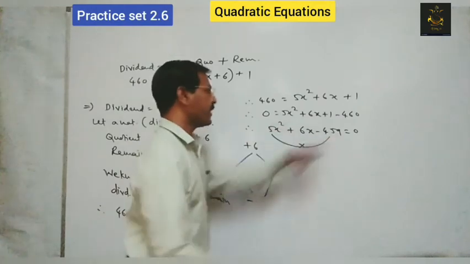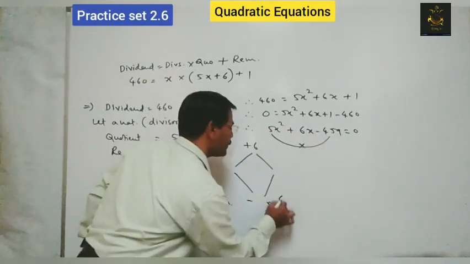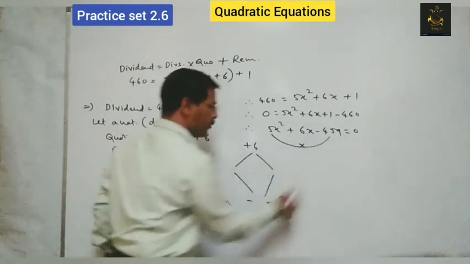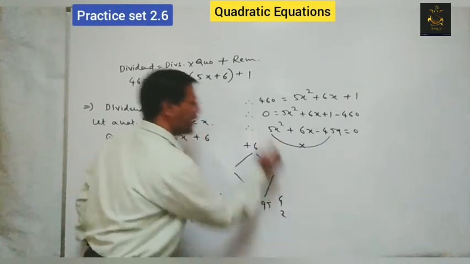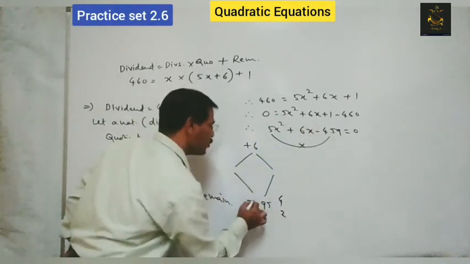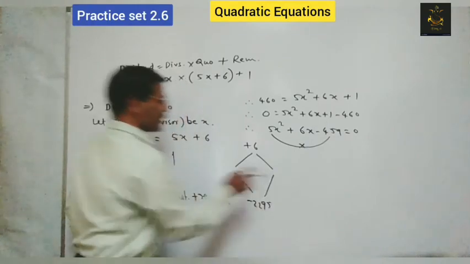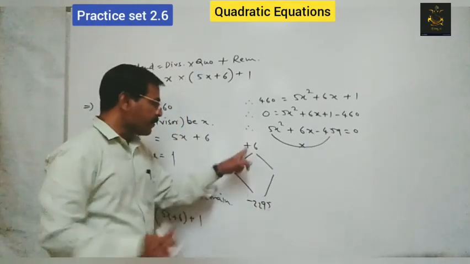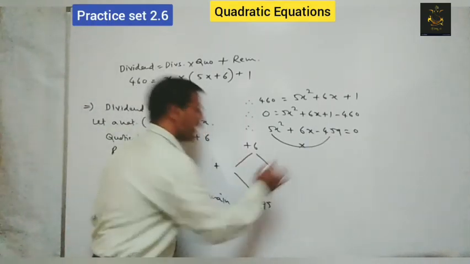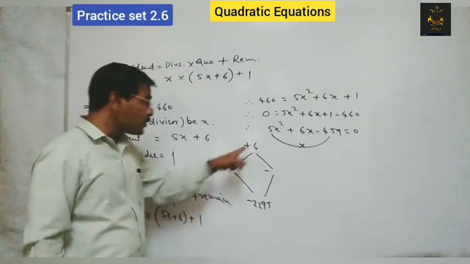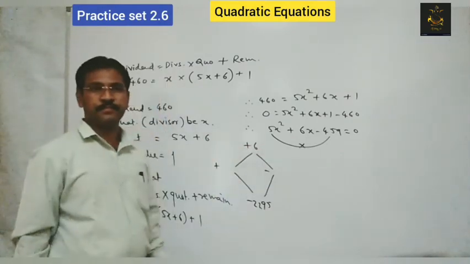Minus, multiply by 5 here. 5 9s are 45. 5 5s are 25 plus 4, 29. 5 4s are 20 plus 2, 22. Okay, so now 2295. Here plus is there. That means here plus and here minus. So that difference should be 6 here.